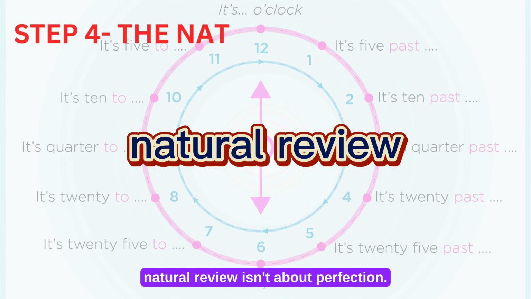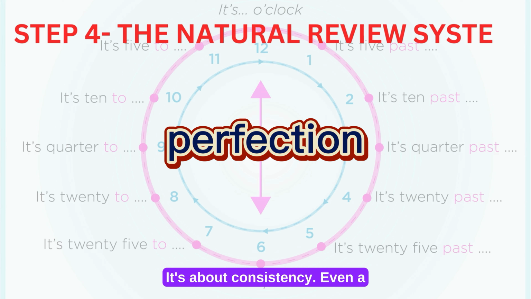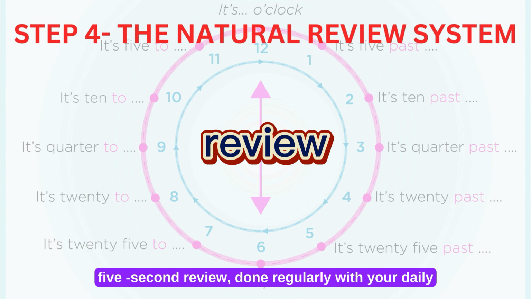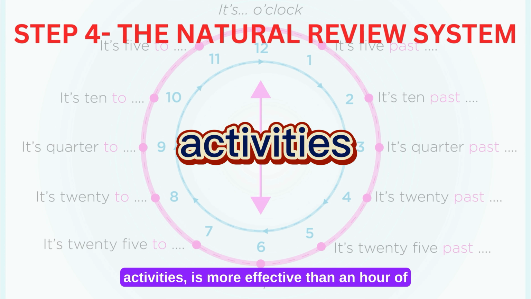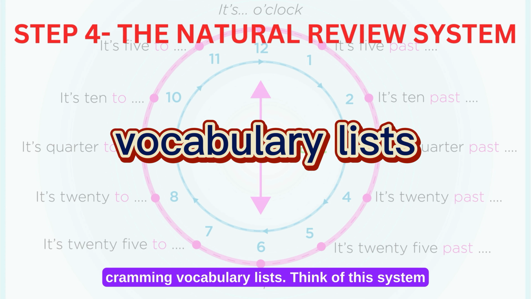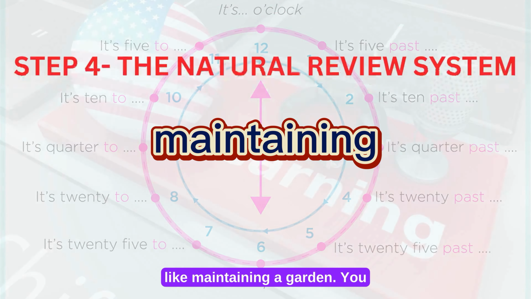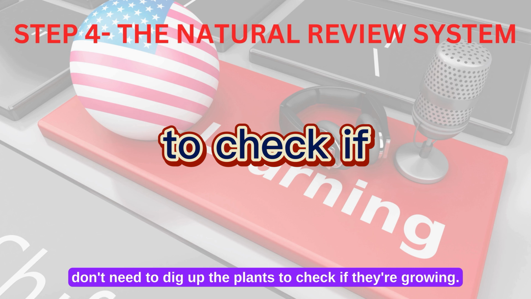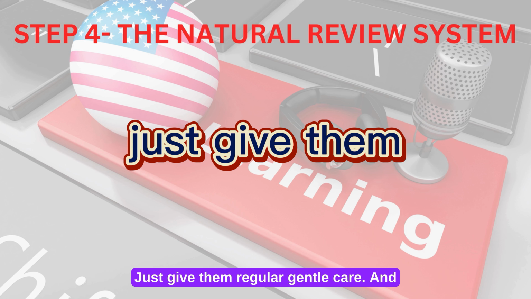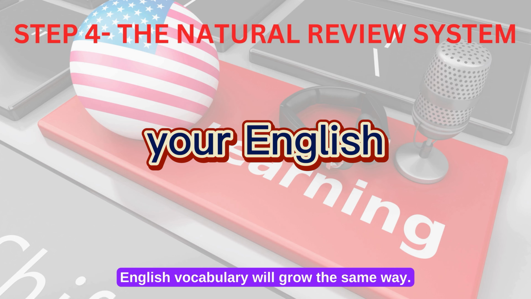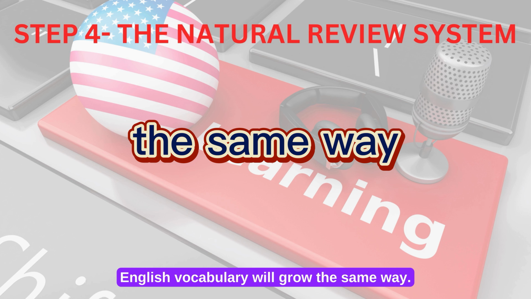Remember, natural review isn't about perfection. It's about consistency. Even a 5-second review, done regularly with your daily activities, is more effective than an hour of cramming vocabulary lists. Think of this system like maintaining a garden. You don't need to dig up the plants to check if they're growing. Just give them regular, gentle care, and they'll flourish naturally. Your English vocabulary will grow the same way.